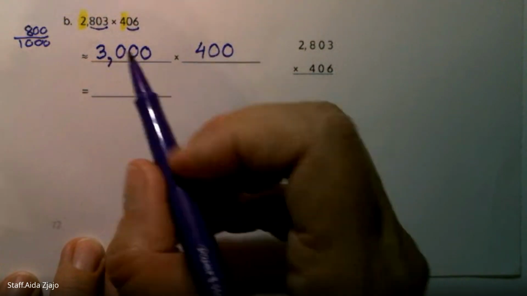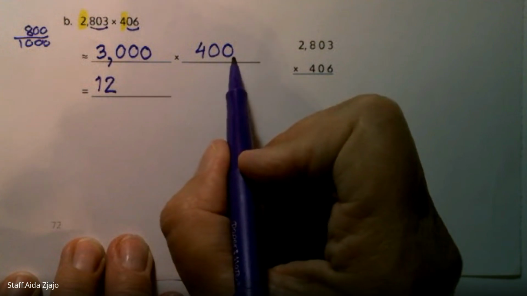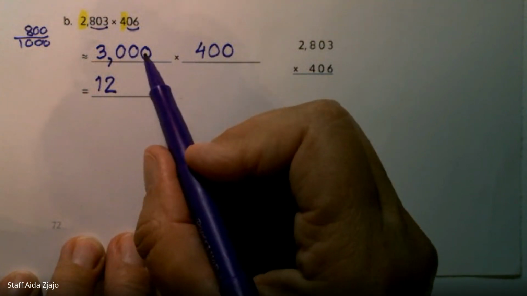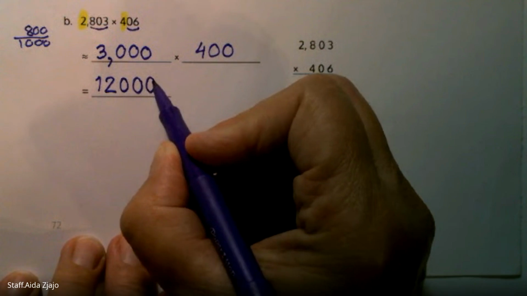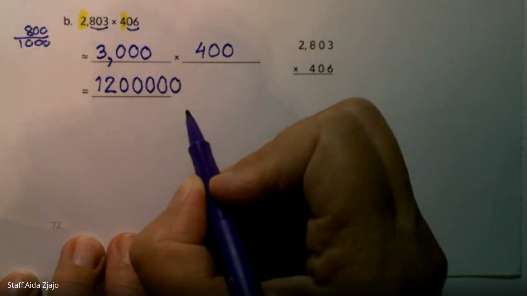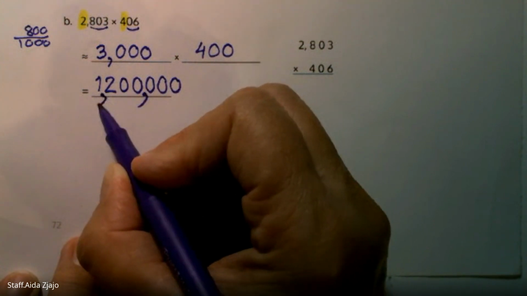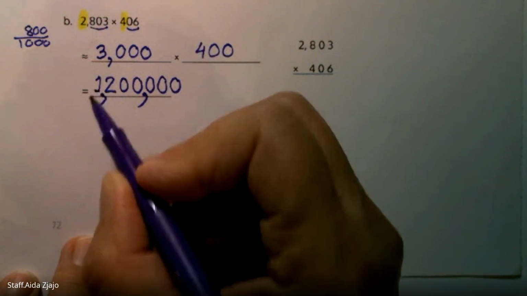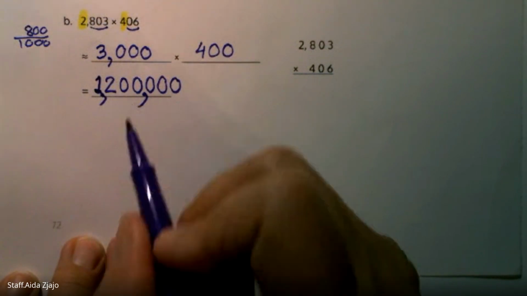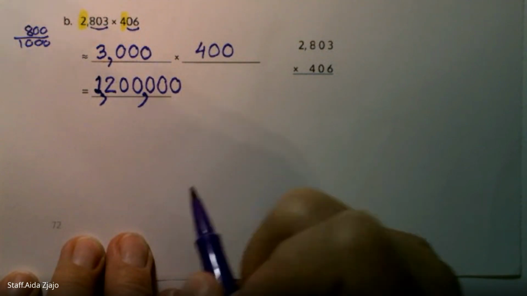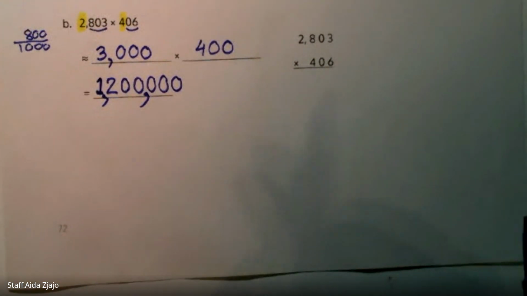So now 3 times 4 is 12. And then you have thousands times hundreds. That makes 5 zeros needed. 1, 2, 3, 4, 5 zeros. And then 1, 2, 3, comma, 1, 2, 3, comma. So this product is going to be about 1,200,000. So let's see how we can see this calculation.